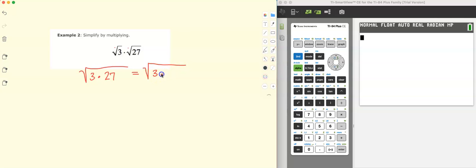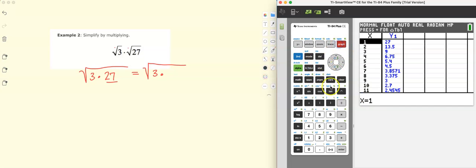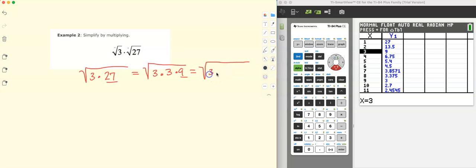So 3 times, now I'm going to break 27 down. I'm looking for factors of 27, because I know that 27 can be broken down some more. Oh, I see a 9. I know 9 is a perfect square. So therefore, I can put in there a 3 times a 9. And so now I know that I can break the 9 down this time. So that becomes the square root of 3 times, now I'm messing with the 9, which is 3 times 3.